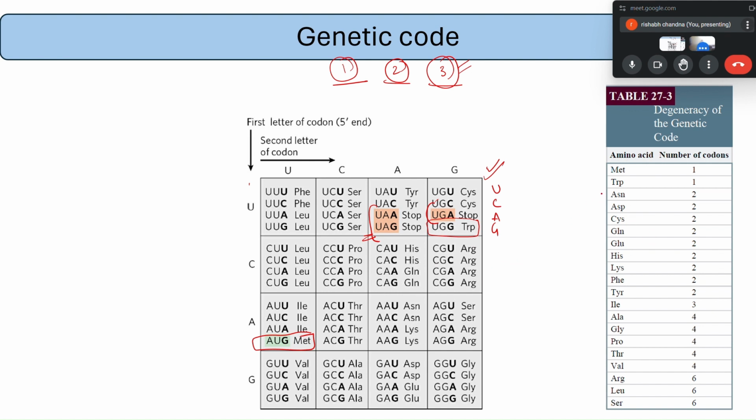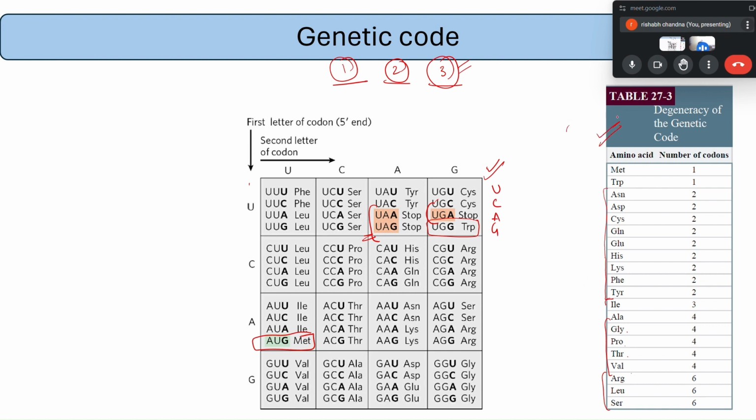For example, in asparagine, aspartate, cysteine, glutamate, histidine, lysine, phenylalanine, and tyrosine, we have two codons for each of these amino acids. Then for isoleucine, we have three. For alanine, glycine, proline, threonine, valine, we have four. And for arginine, leucine, and serine, we have six codons. Okay, this is for the degeneracy of the genetic code.